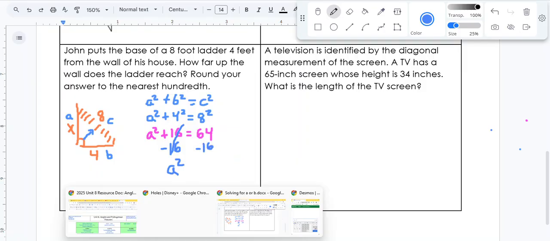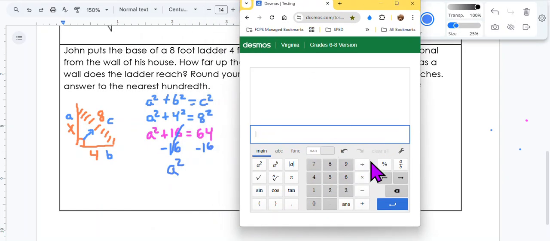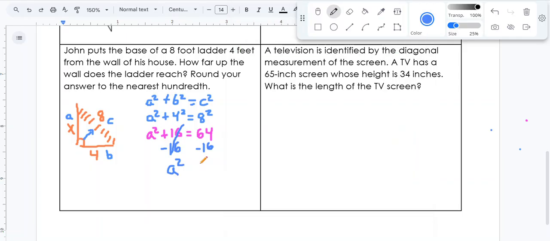All right, so 64 minus 16. Let's see what that is. Let's clear this out. 64 minus 16 is 48. So I'm left with A squared equals 48.